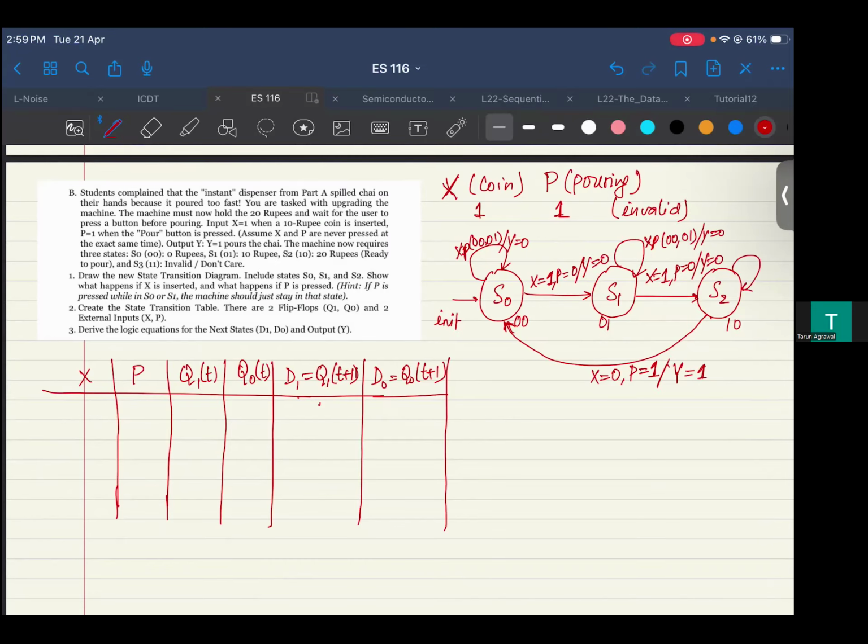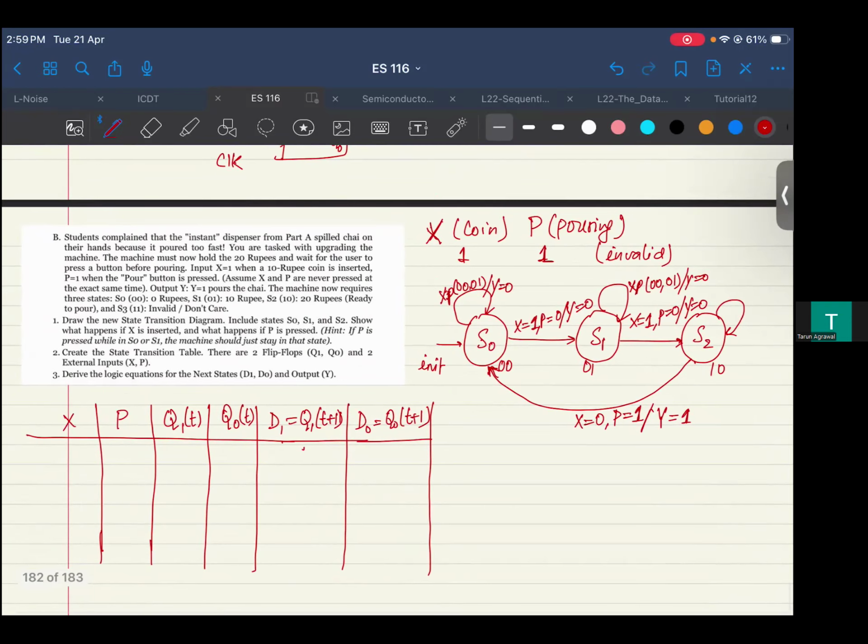Here you have to be careful, because at 0 1 you see that it is going out. So here XP, if it is 0 0 or it is 1 0, right?